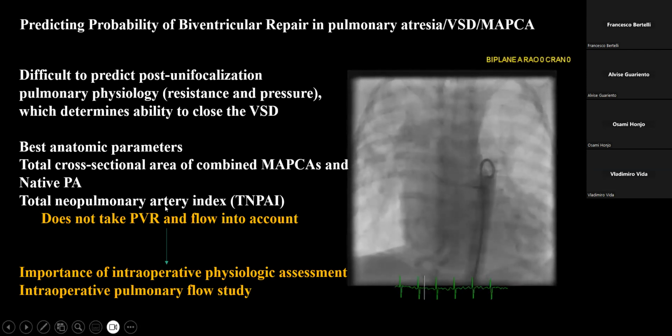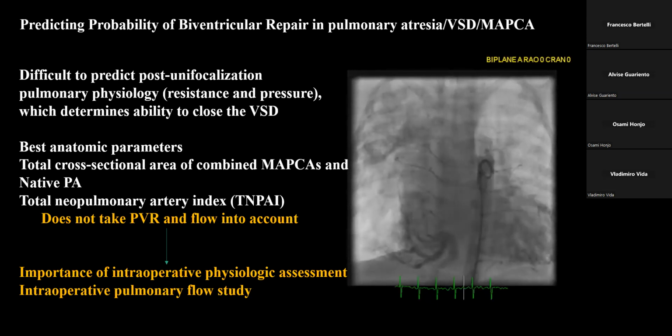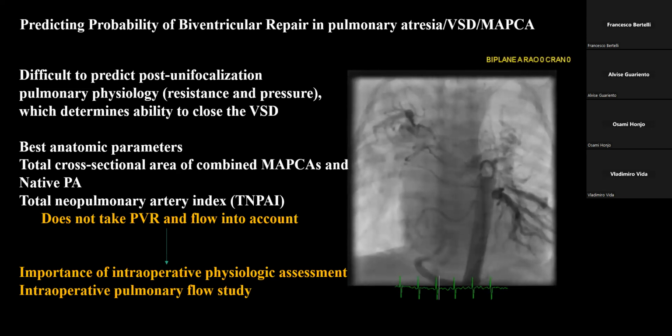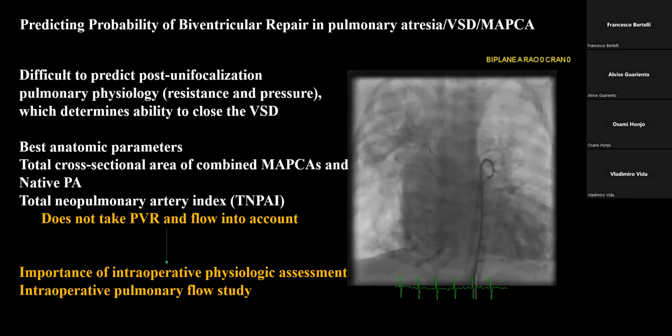The best anatomic parameter, suggested by the Stanford San Francisco group many years ago, is something called the total neopulmonary artery index, which is still by far the best anatomic predictor of how a patient does after VSD closure and unifocalization. This is a total cross-sectional area of each MAPCA and the native PA combined, but it does not take into consideration the pulmonary vascular resistance of each lung segment or the blood flow going through each MAPCA. So it does have a limitation. Therefore, we think intraoperative assessment of physiology by doing an intraoperative pulmonary blood flow study is important.